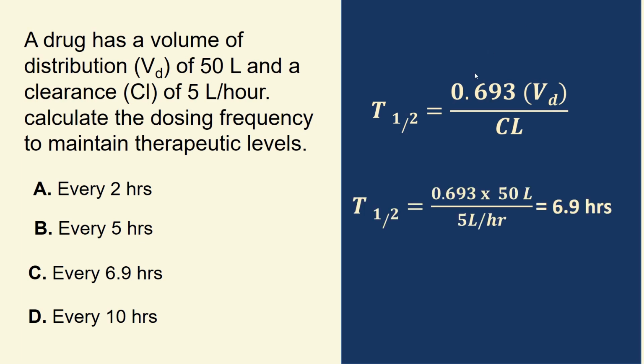All right, so after using this formula, if you plug in the values, the volume of distribution was 50 liters and the clearance is 5 liters per hour. So the correct answer is 6.9 hours.